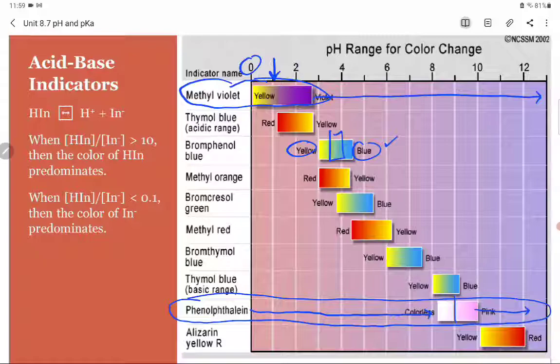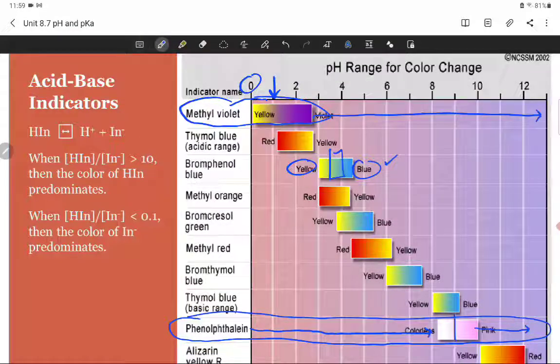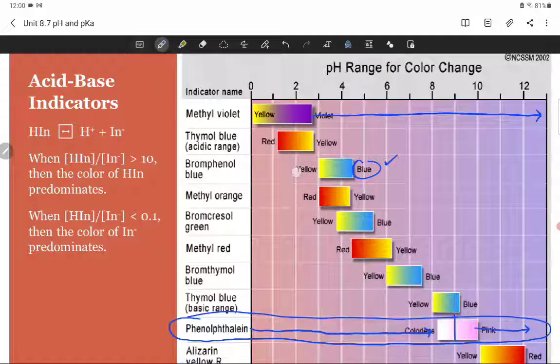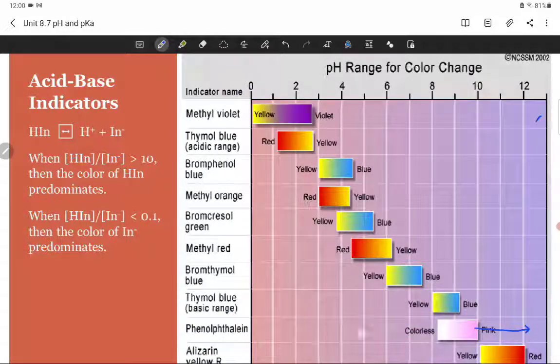So let's erase some of these things here. So if I had a titration where maybe I knew that the equivalence point was at pH 4.74, we had one of those the other day. Which indicator would we want to pick?